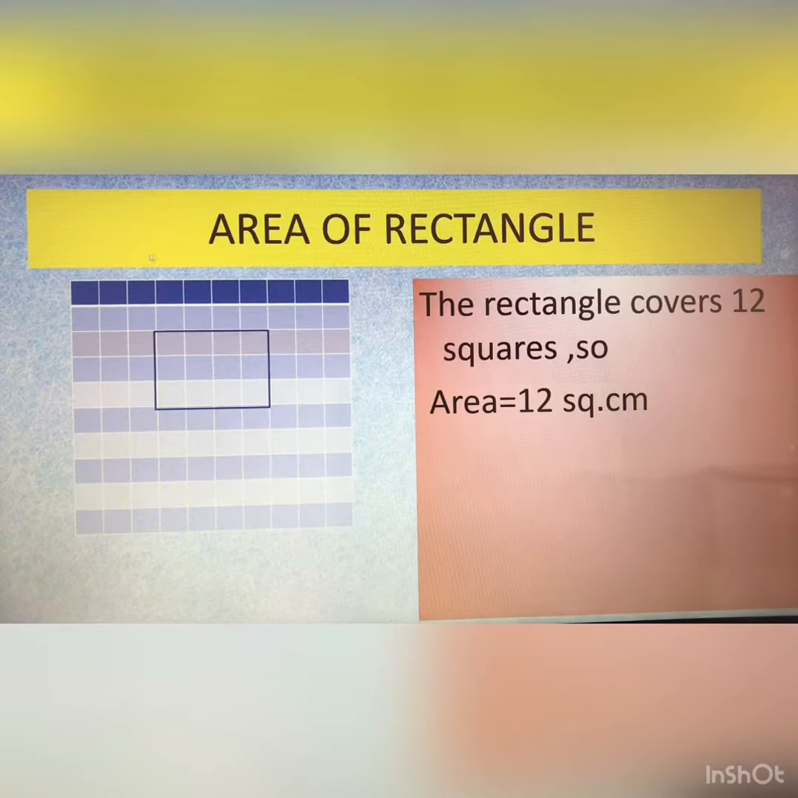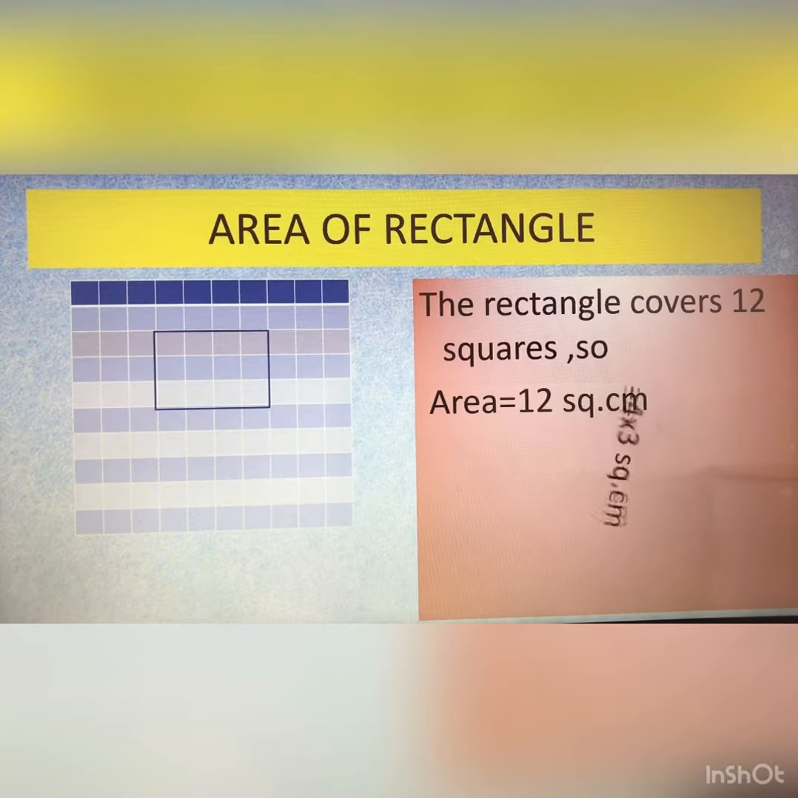Every time keep in mind that the area of one square in the graph paper is always 1 square centimeter. Okay, because here are so many squares, so all squares contain area 1 square centimeter. So here are total 12 squares contained by this rectangle. So area of rectangle is 12 square centimeter.